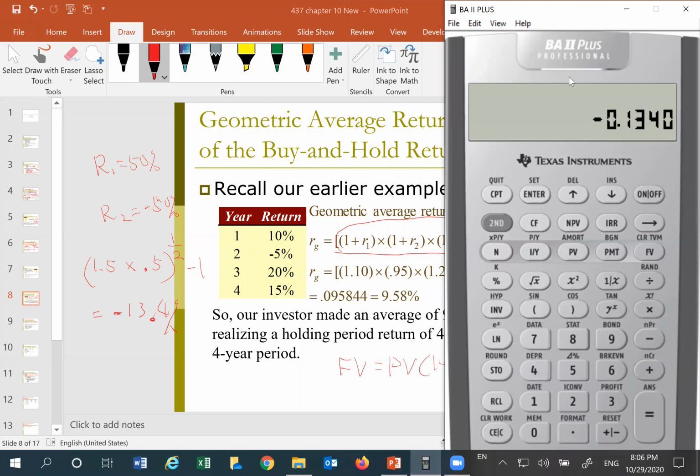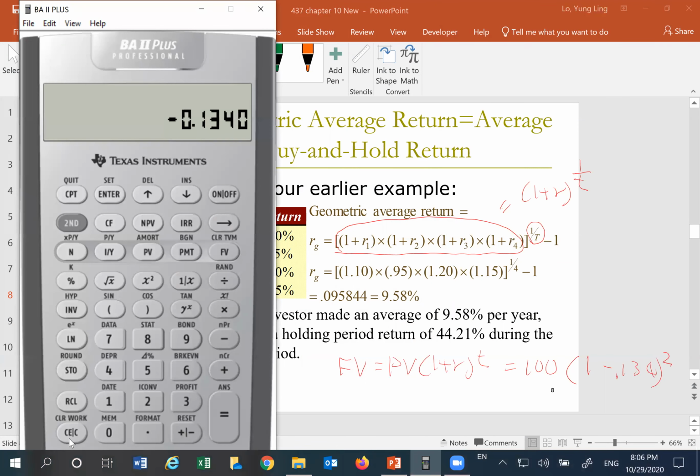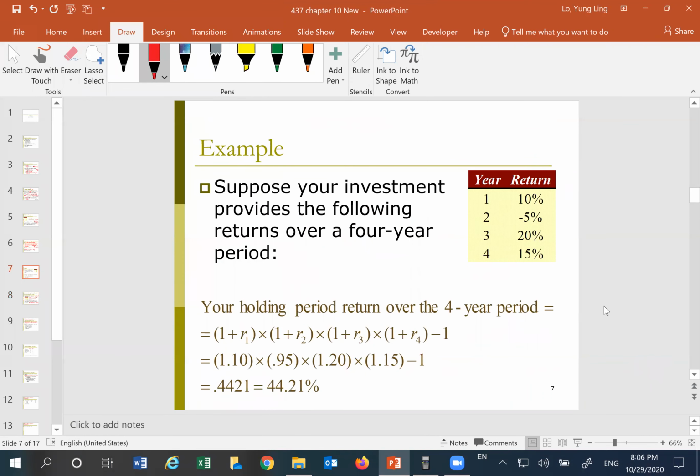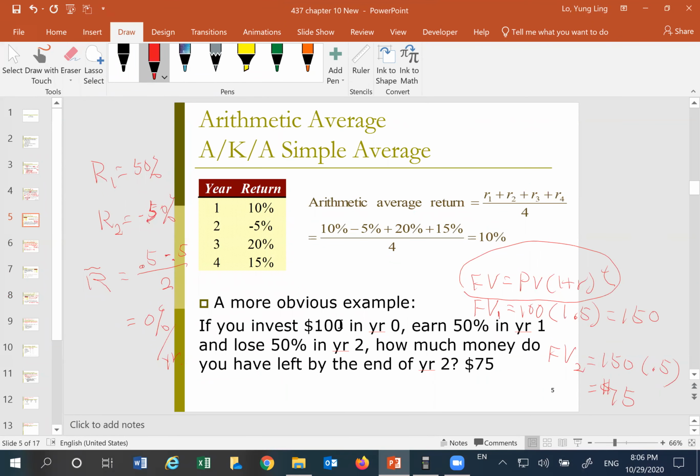Let me see here. So 100 times, open parentheses, 1 minus 0.134. Okay, I have to use 2 parentheses. Okay, so rounded off to the nearest cent, it will give us $75. And we know that that is the correct measure, right? Because based on our calculation earlier, if you start with $100 investment at time 0, you earn 50% in year 1, you lose 50% in year 2. By the end of year 2, you should have $75 left, and that is correct, okay?